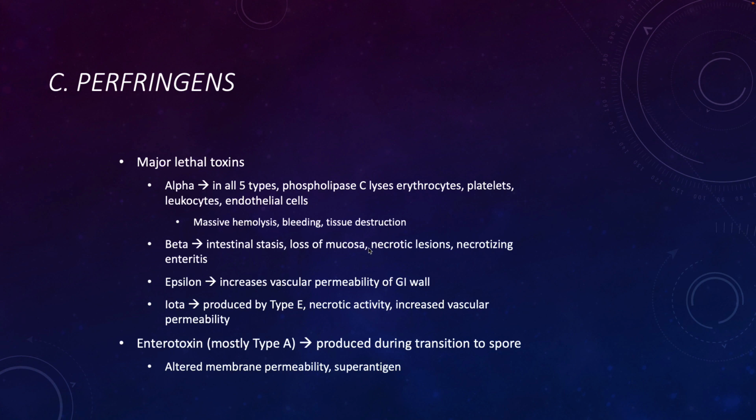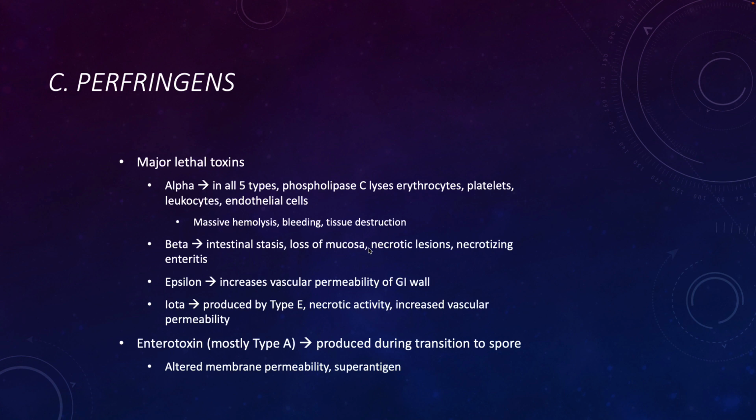This bacterium has a lot of toxins. There are major lethal toxins: alpha, beta, epsilon, and iota. There are, as far as we know, 5 different types of C. perfringens. So the alpha toxin is in all types. It can lyse red blood cells, platelets, leukocytes, endothelial cells. So it's the one that's going to mediate a lot of that tissue destruction.